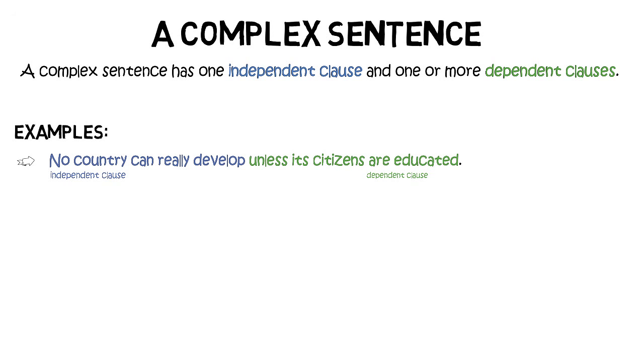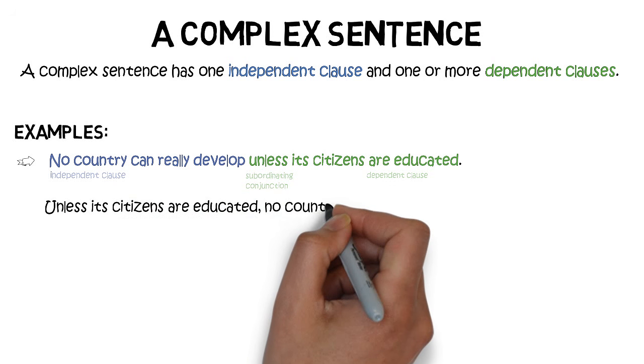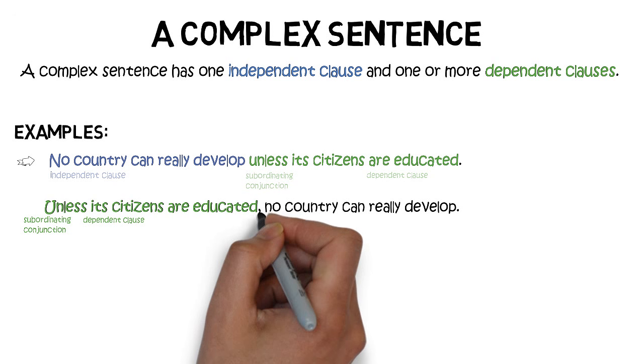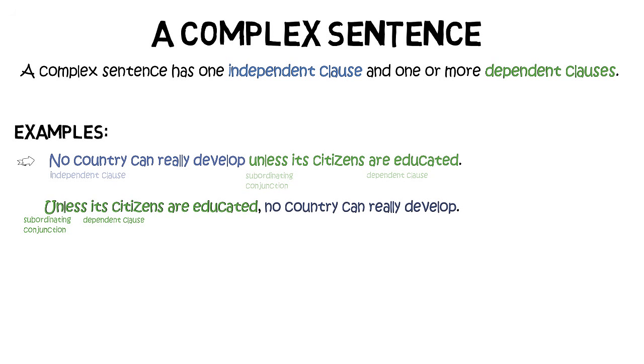Now, an independent clause and a dependent clause are joined with a subordinating conjunction, and we'll look at those a little later. But in this example, unless is the subordinating conjunction. Now, the dependent clause doesn't always come second. Here's the same example with the dependent clause first. This time it starts with the subordinating conjunction. Unless its citizens are educated, no country can really develop.